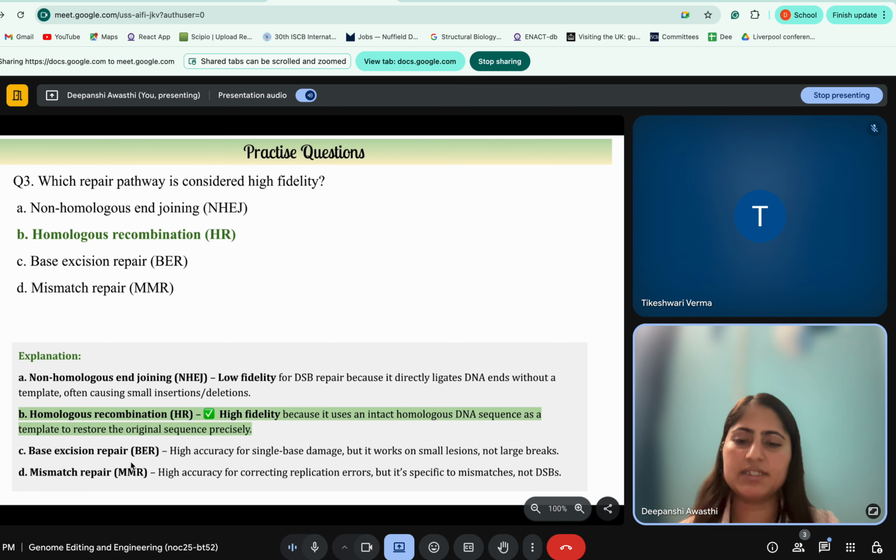Similarly, if we talk about base excision repair, it is only accurate if there is single base pair damage. And mismatch repair is time consuming and expensive, and it is also for the smaller mismatches and not for double strand breaks.